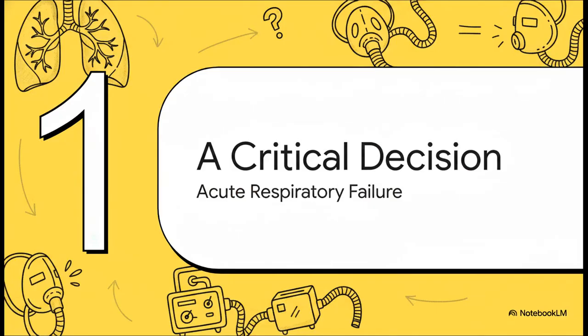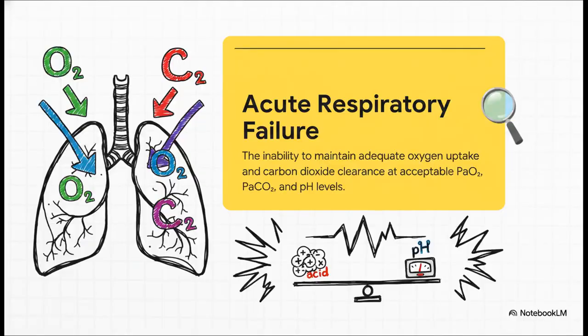Okay, first things first. The whole reason we're even having this conversation is because of one condition, acute respiratory failure. You'll hear it called ARF. So what exactly is ARF? Well, it's pretty simple at its core. It's when the lungs can no longer do their two main jobs, get oxygen in and get carbon dioxide out. When that fundamental gas exchange fails, the body's entire chemical balance, its pH, gets thrown way out of whack.